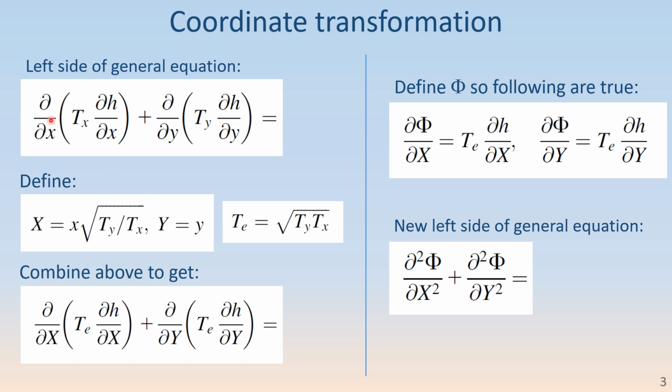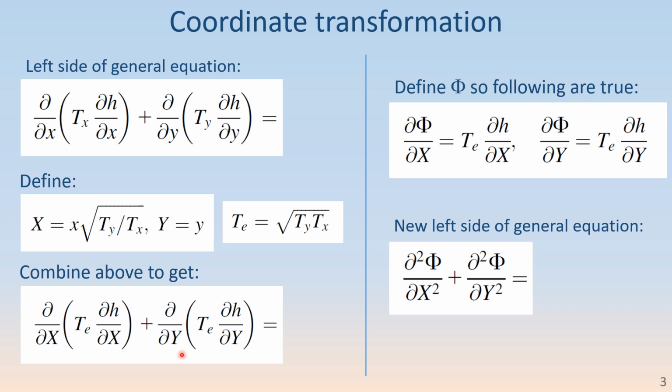Now, if you combine these top 3 equations, you can get the left side of our general equation now written in terms of the capital X, capital Y coordinates. And it works out to be an equivalent isotropic system where we now only have T sub e in both the two terms here instead of differing values like we had originally. And it's this coordinate transformation that allows that. I won't go through all the algebra that gets you to this step, but trust me, it does.